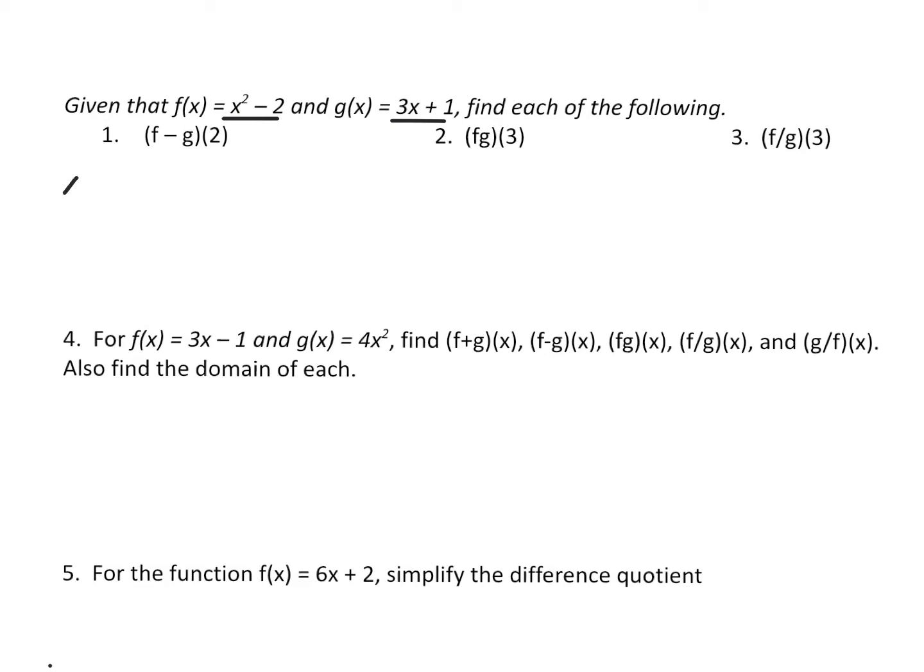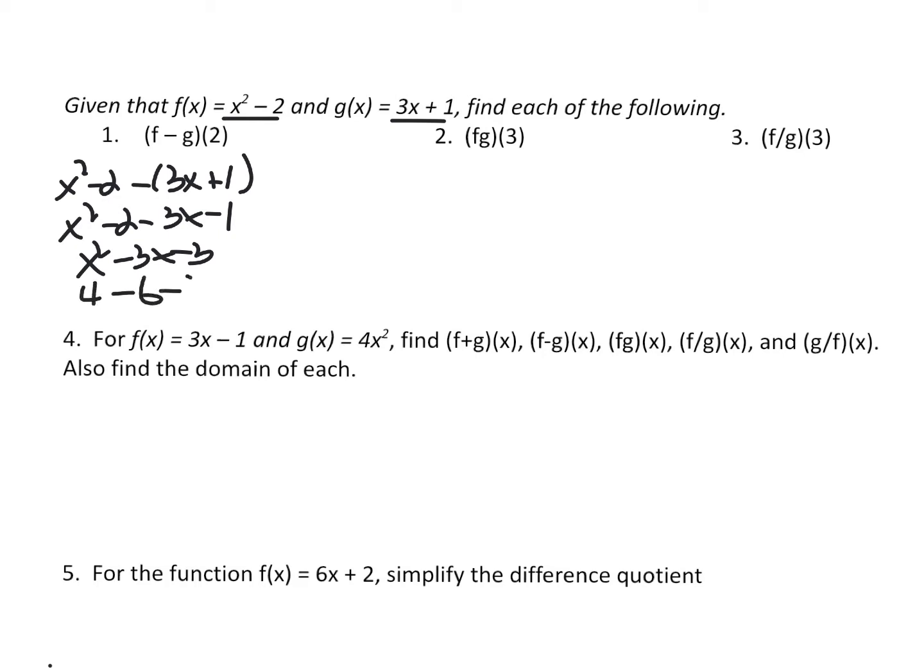So I'm going to do f minus g, which is x squared minus 2 minus 3x plus 1. If I do that subtraction, I get x squared minus 3x minus 3. Now, it said f minus g of 2, so I'm going to plug a 2 in here. If I plug 2 in and square it, that's 4. If I do 3 times 2, that's minus 6 minus 3. If I add those up, I get negative 5, and that's the first one.